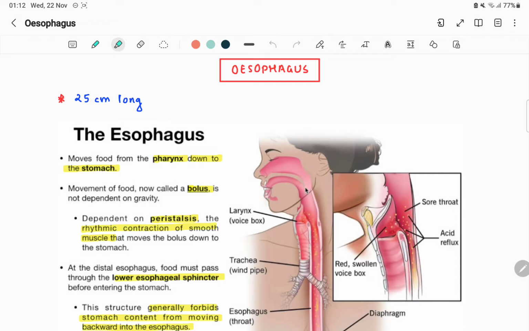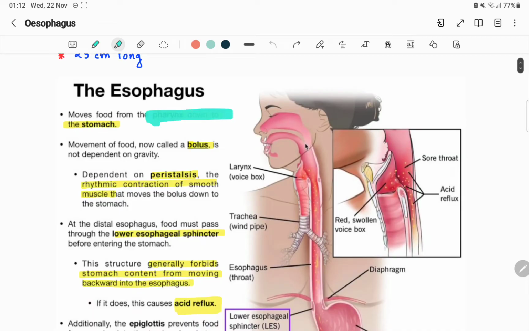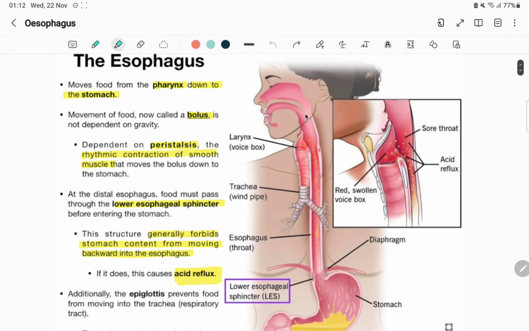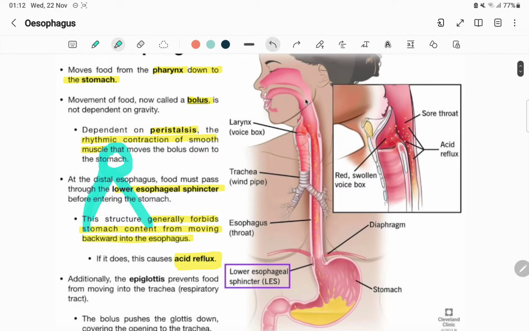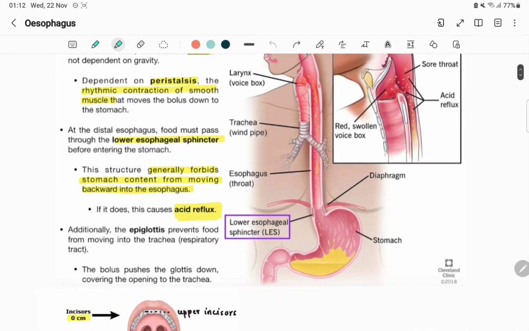So guys, let's talk about the esophagus. The esophagus is a pipe which is 25 cm long. It moves food from the pharynx down to the stomach, and the food mass is called the bolus, and its movement is not dependent on gravity. Like if you do yoga standing on your hands with your legs up, even then you can digest your food. The bolus movement is not dependent on gravity. It is dependent on the peristaltic movements of the esophagus, the rhythmic contraction of the smooth muscle.